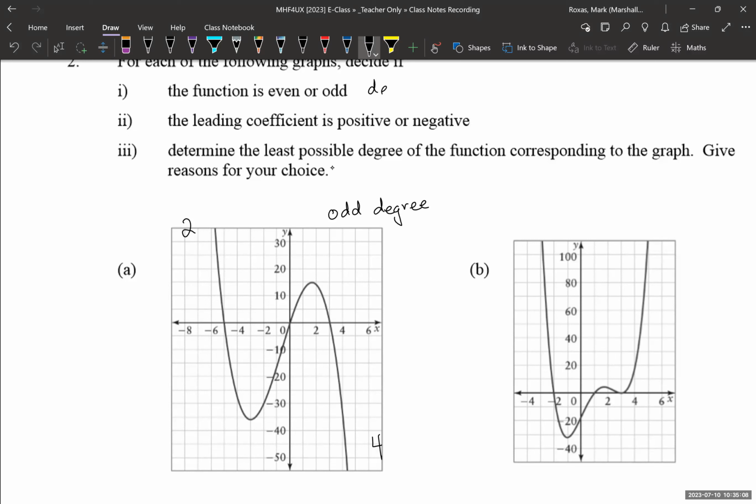Odd degree, should say here. Even function and odd function is still quite different. Is this an odd function? No, because even though it passes through the origin, it is not symmetrical about the origin.